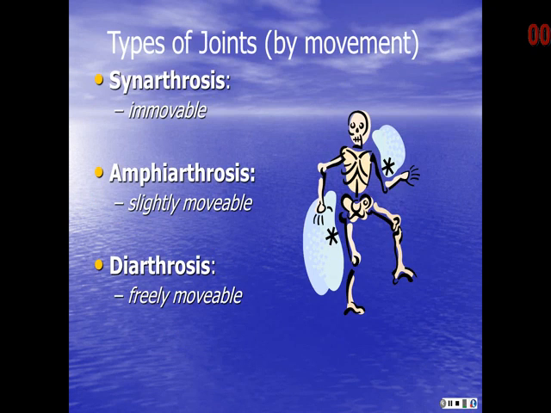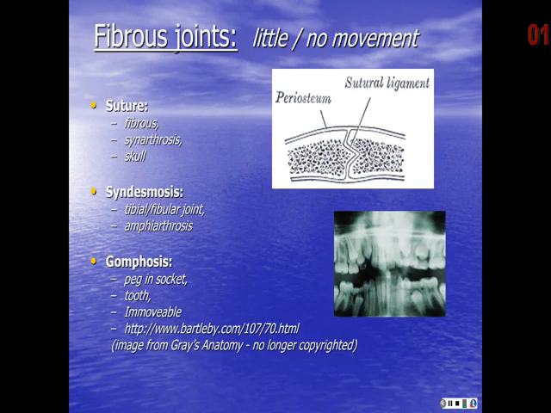If we categorize joints by movement, we have the synarthrosis or immovable joint, the amphiarthrosis or slightly movable joint, and a diarthrosis or freely movable joint. The fibrous joints are held together by fibers and have little or no movement. One example is the suture in the skull, which is also considered a synarthrosis.